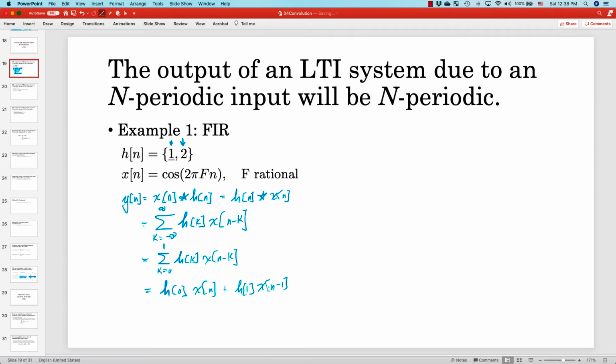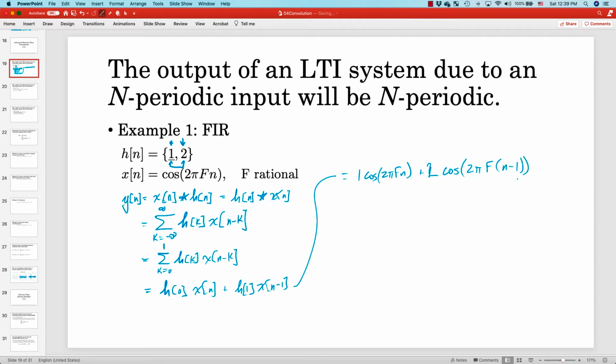Okay, and this makes sense, I hope, because every impulse lasts in the system for 2 time instants. So therefore, every pulse along the x signal is going to last in the system for 2 time instances. Okay, so now we can plug in our form for x, and we get something like h of 0 is 1 times cosine of 2 pi big F times n. And then h of 1 we just picked to be 2 times cosine of 2 pi F times n minus 1.